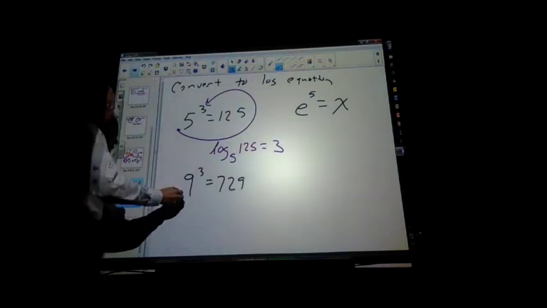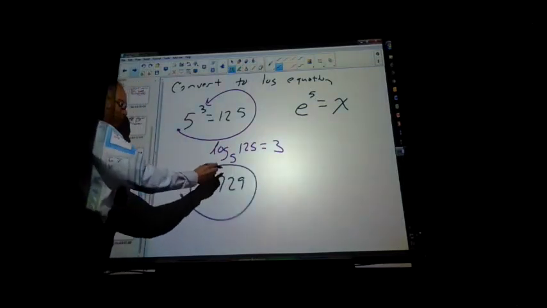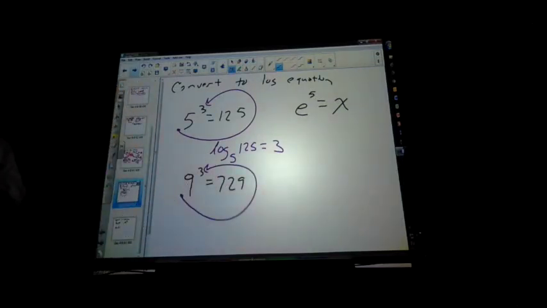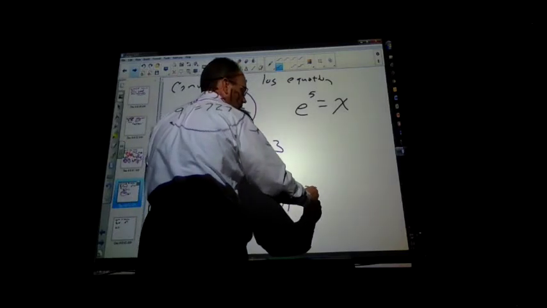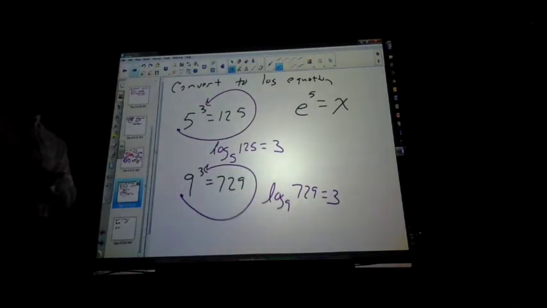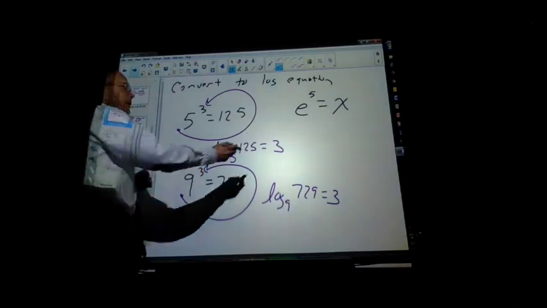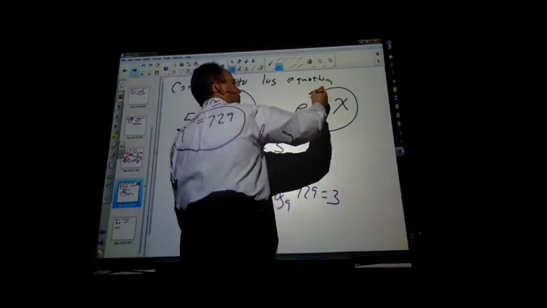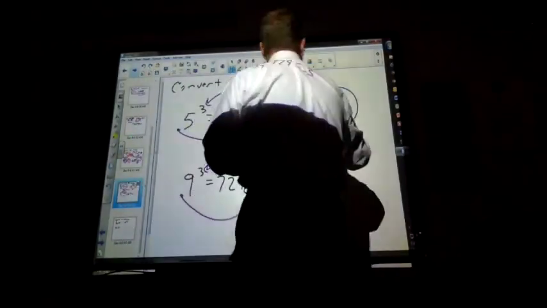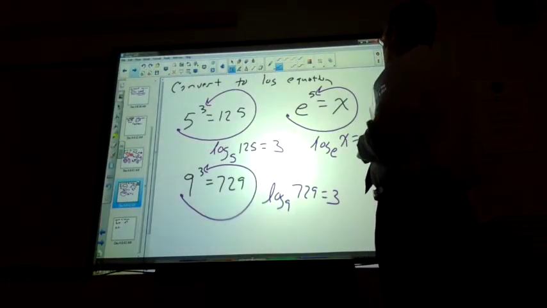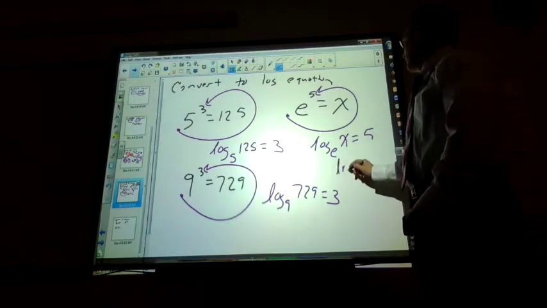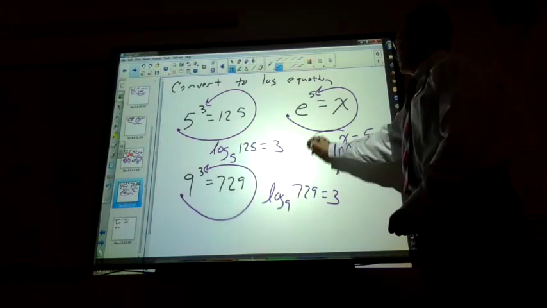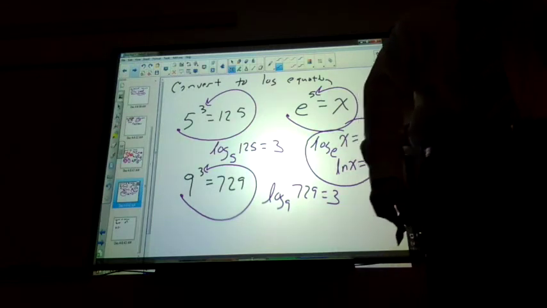So we're going to do this as a snail. Ready? How would I write that? There you go. Log base 9 of 729 is equal to 3. How do we do it? So log base e of x equals, does anyone know what this converts to? Natural log, good. ln x equals 5. I would actually accept either answer, but that's the definition of natural log.